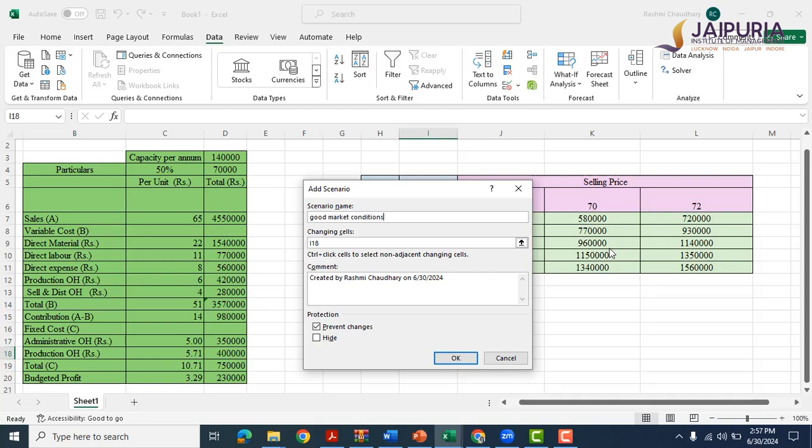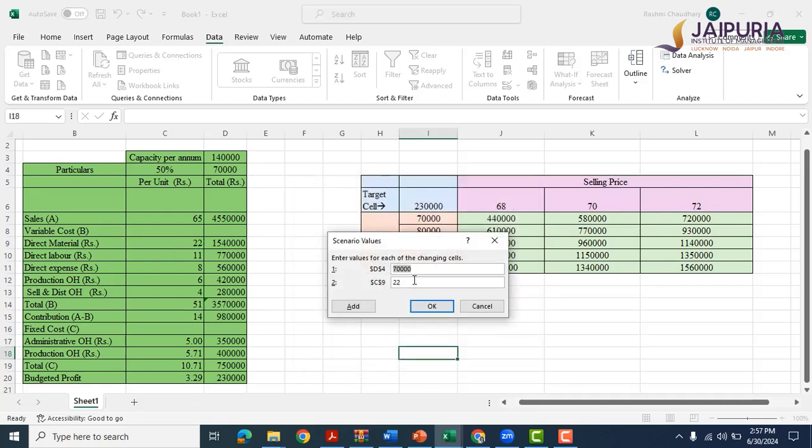So when the market conditions are good, maybe you will be able to sell more units as compared to what you were selling before. So in this case, I want to change the number of units being sold. Further, just assume that the market price of the material has gone up by 2 rupees and you need to change that also. So you are changing this cell also.